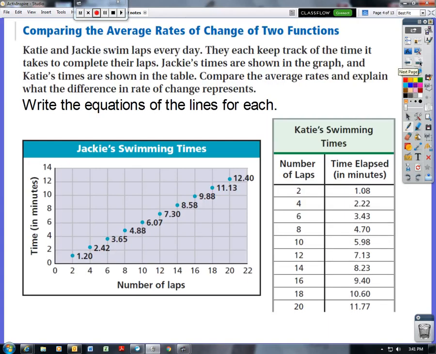So we'll start off with comparing the average rates of change of two functions. Katie and Jackie swim laps every day. They keep track of the time it takes to complete their laps. Jackie's times are shown in a graph, and Katie's times are shown in a table. Compare the average rates and explain what the difference in rate of changes represents. And then I also have on here to write equations of lines. That's just so we can get some more practice with those.